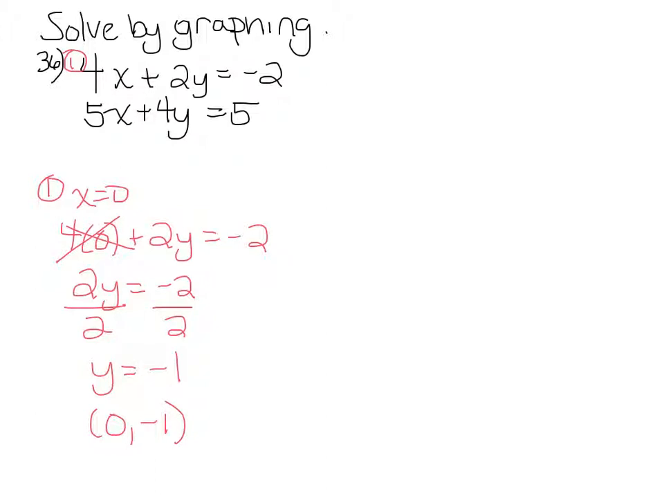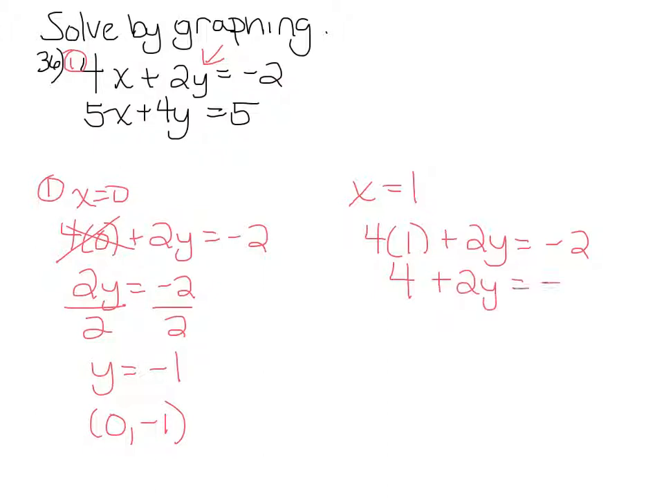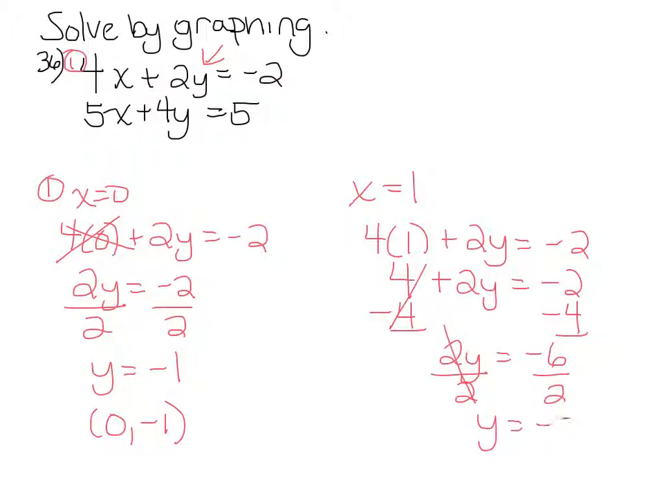Now, because of the way this is set up, if we plug in 0 for y, we're going to end up getting a fraction. And so let's pick a different number for our second point. Let's say x is equal to 1. That gives me another easy one. We have 4 plus 2y equals negative 2. Subtract 4 from both sides. We have 2y equals negative 6. Divide by 2, and we have y equals negative 3. So my second point here is (1, negative 3).